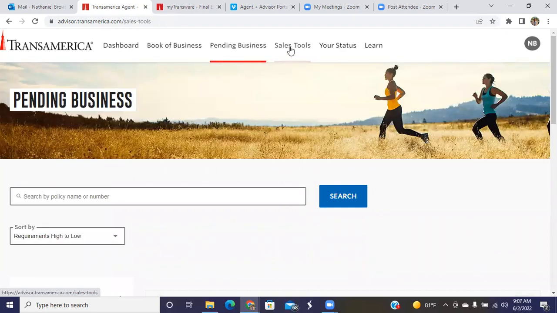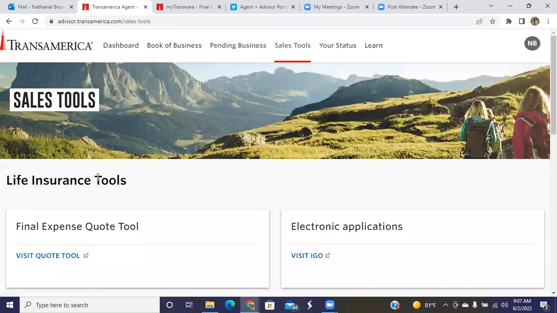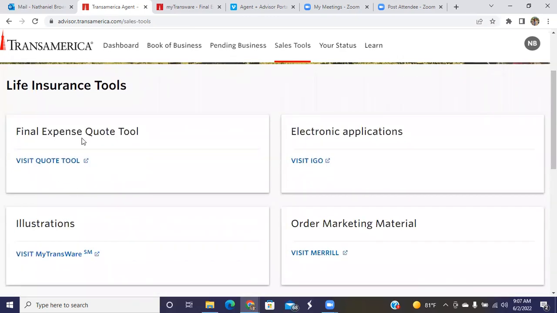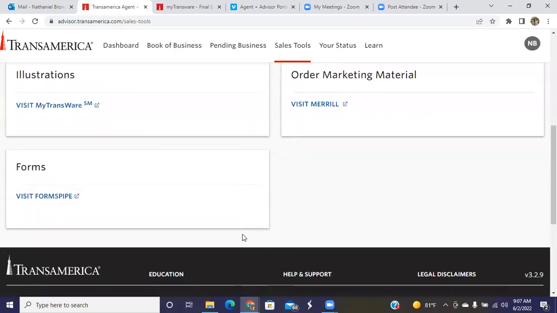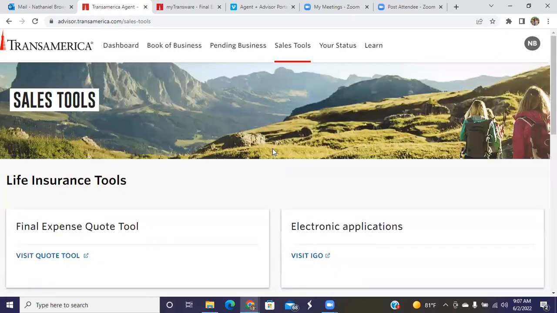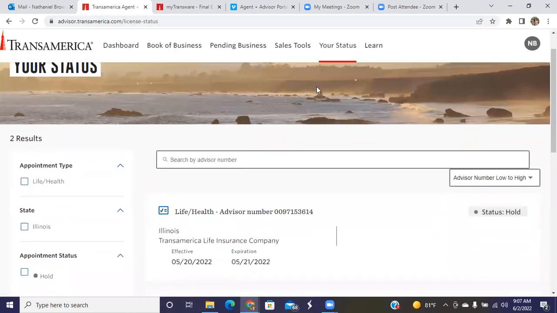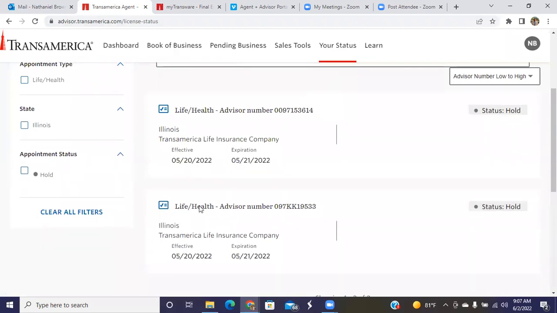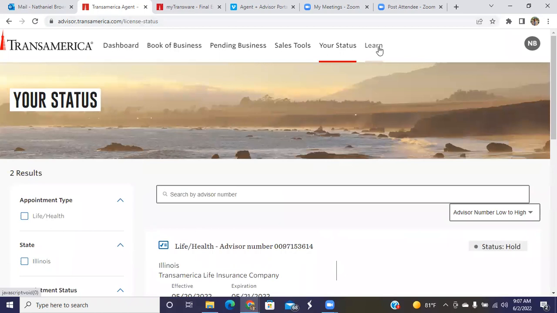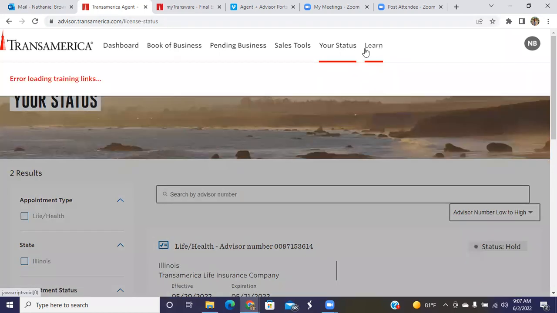Sales tools, of course, include your final expense quote tool, which we'll be going over very quickly. E-apps are right there. If you need marketing material or to run illustrations, it's all right there in sales tools. If you need forms like amendments, it's right there. And everything about your status, which I just got appointed with them, so that's all good. And if you want to learn certain things, there's always some self-training involved.